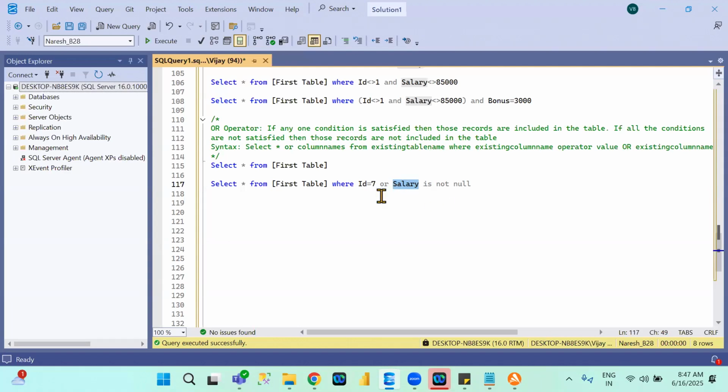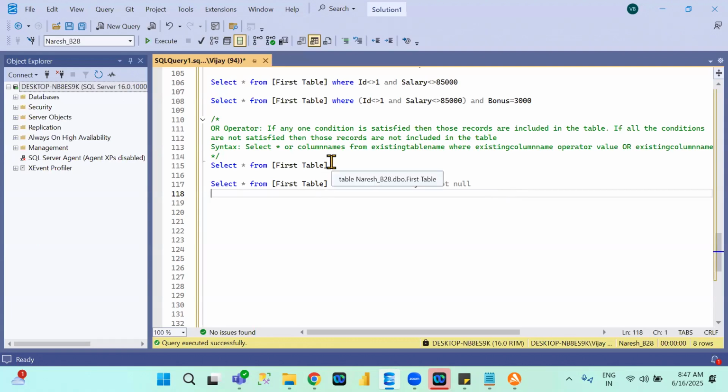Now, see here, what is the meaning of this one? ID is equal to 7 or salary is not null. That means ID is equal to 7. Okay, listen carefully. In whichever rows ID is equal to 7, in the same rows, if the second condition is satisfied, those related records are included. In different rows, if the conditions are satisfied, those are also included. Understand? We need to verify that first of all.